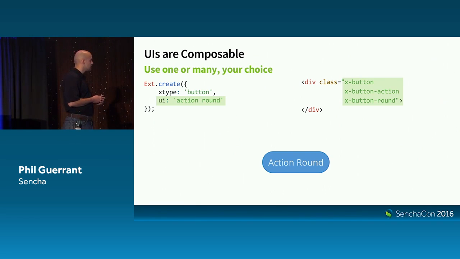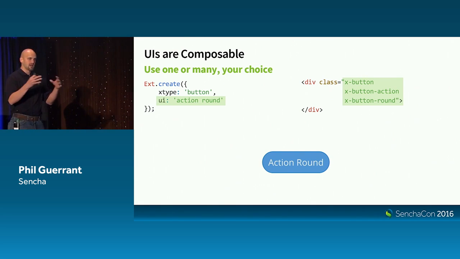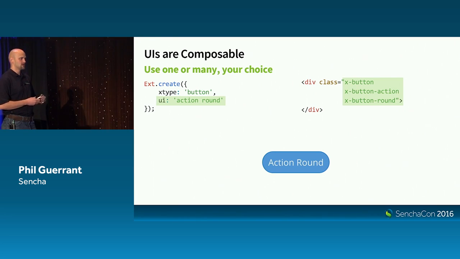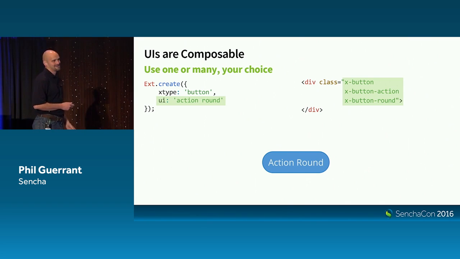The important thing to note about composable UIs is that they should ideally deal with different aspects of styling. So if you had two UIs that changed the color, you wouldn't want to compose those, because the last one in the style sheet would always win. So in this case, we have roundness and we have blueness, and we can combine those to create a blue round button. And so you could combine as many as you need, just put them all in this space-separated list.